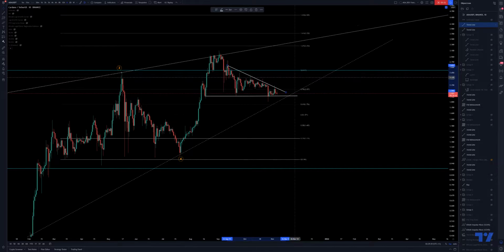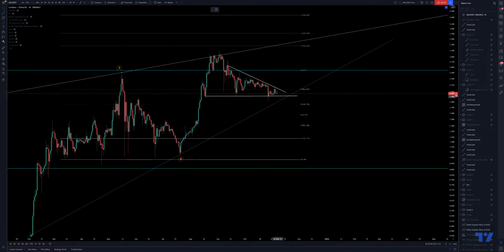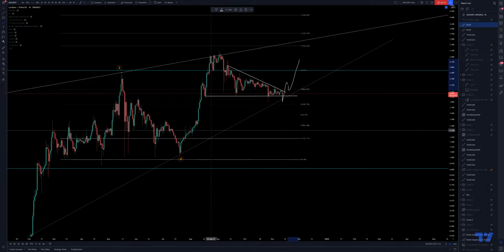Let's get rid of this. Or a triangle. There is a scenario. Let me see if I can find it. Okay, that might help. The scenario is we break down, wick down, and then bang. A big, real big bullish move.